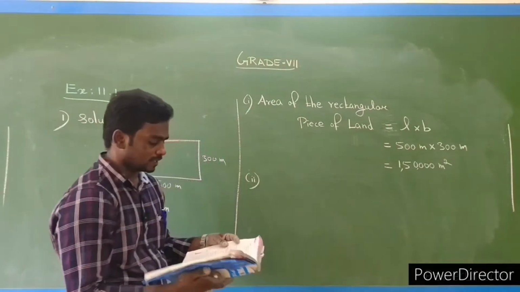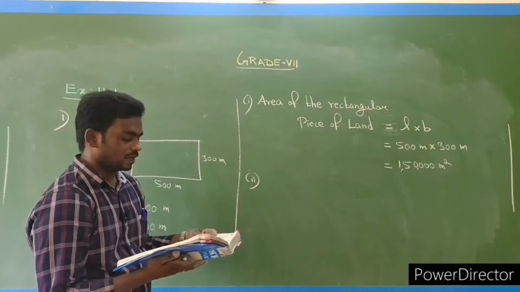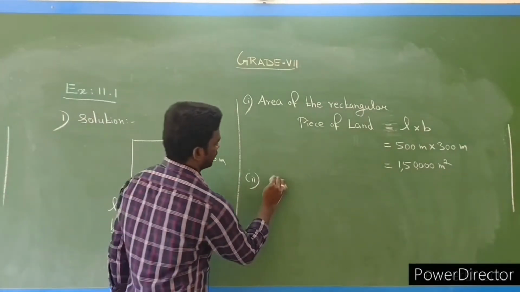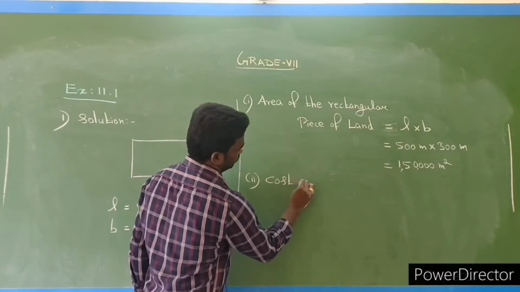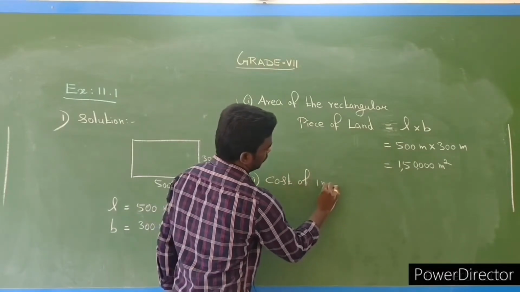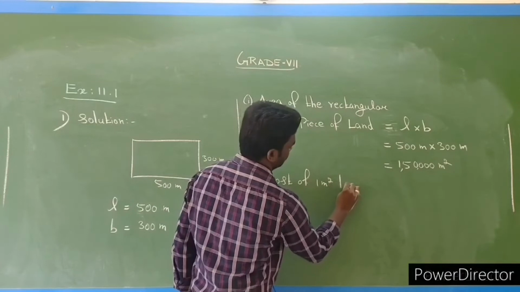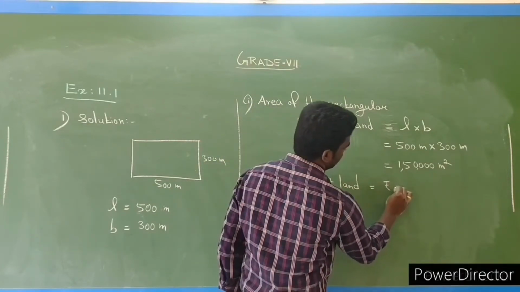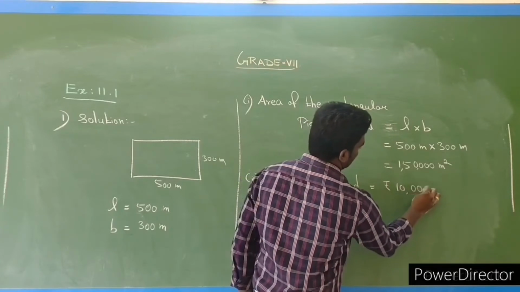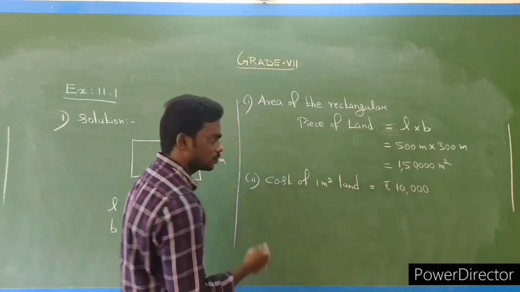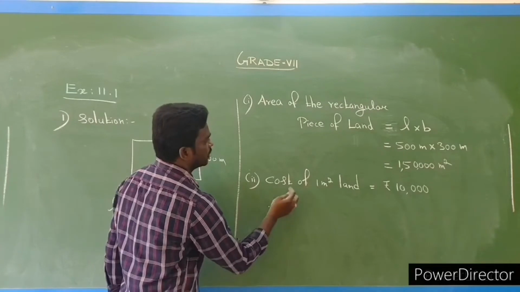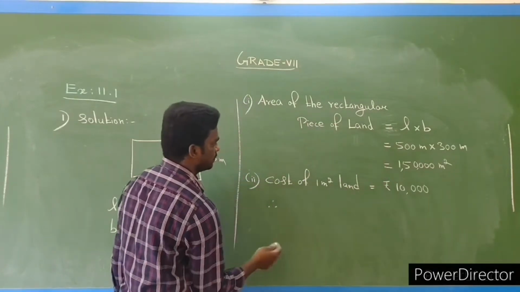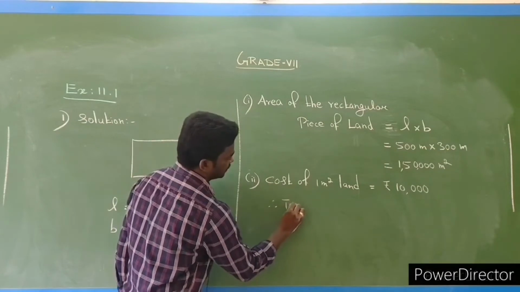Next, second one. What is our second question? The cost of land, if 1 meter square of land costs rupees 10,000. Cost of 1 meter square land is equal to rupees 10,000, which is given. Therefore, what is the area of the rectangular piece of land? 1,50,000 meter square.